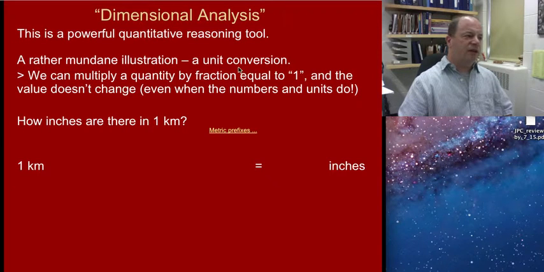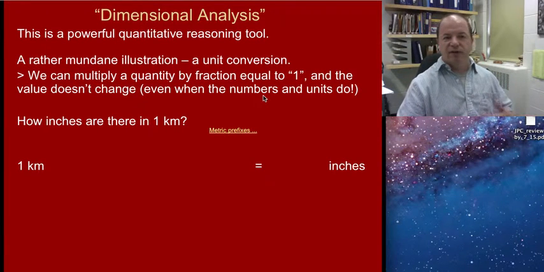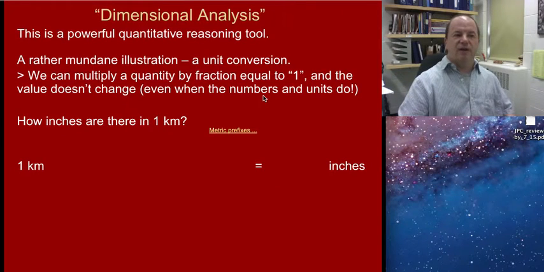The idea here with a unit conversion is that I can multiply a number by a fraction equal to 1 and the value doesn't change. And that's the rationale for being able to multiply, say, a speed in miles per hour times how many kilometers there are in a mile to get kilometers per hour. And it's a different number, but the quantity is the same. We have a different number and a different set of units, but the speed in miles per hour and kilometers per hour means the car is still going the same speed.